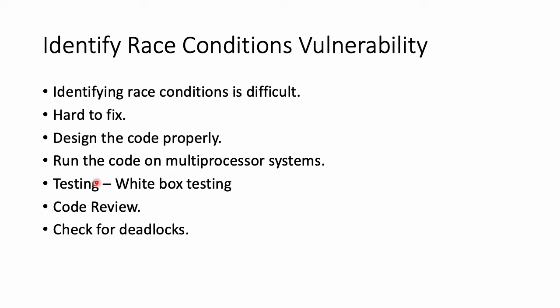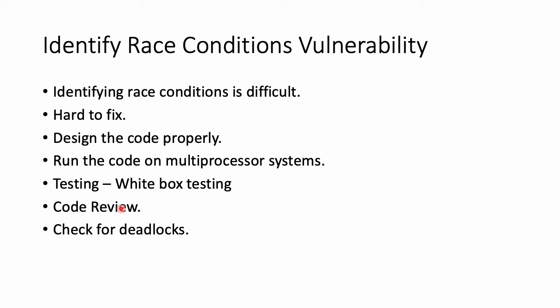And the best way to test these race condition vulnerabilities is to have access to the source code, which is nothing but applying white box testing to the system. We can identify the race conditions through code reviewing as well.